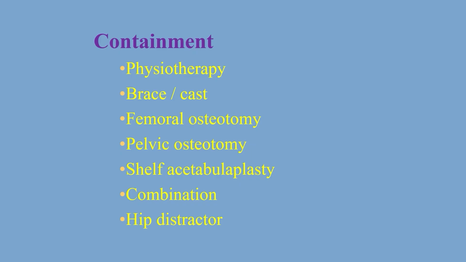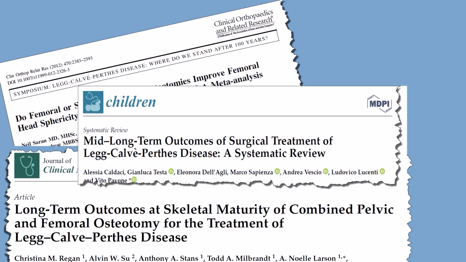The first point is that containment, which is the mainstay treatment for Perthes disease, can be achieved with physiotherapy, braces or casts, femoral osteotomy, pelvic osteotomy, shelf acetabuloplasty, a combination of the above, and hip distractor. When we looked at the literature, we found there's really no difference between them in terms of achieving a similar outcome for Perthes disease.